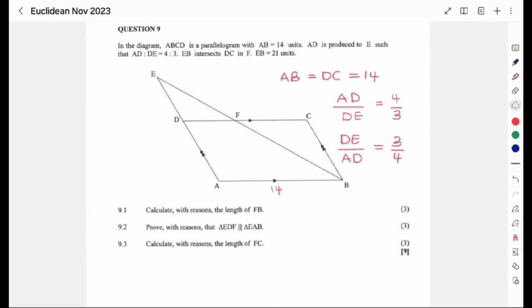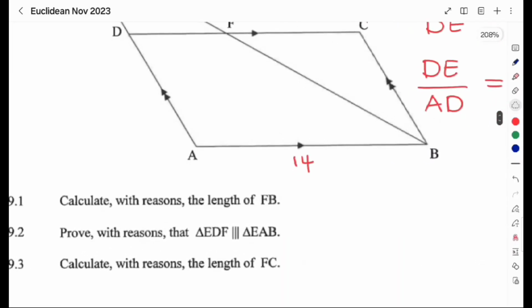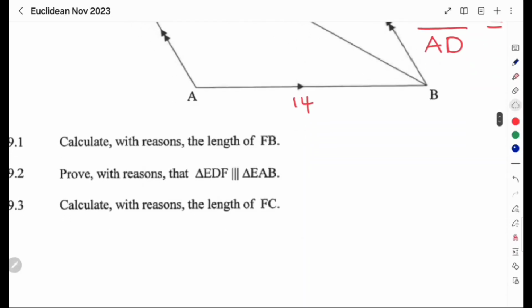Next, let us have a look at question 9.2. Prove with reasons that triangle EDF is similar to triangle EAB. So please take note that when proving that two triangles are similar, we're going to prove that the first angle is equal to the first angle. So E is equal to E. The second angle is equal to the second angle. So D is equal to A. And the third angle is equal to the third angle. So F is equal to B.